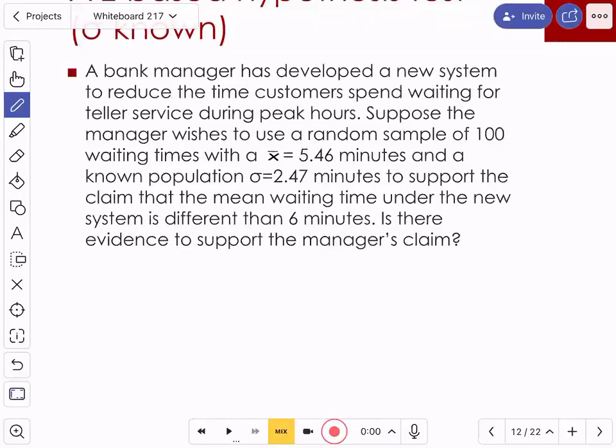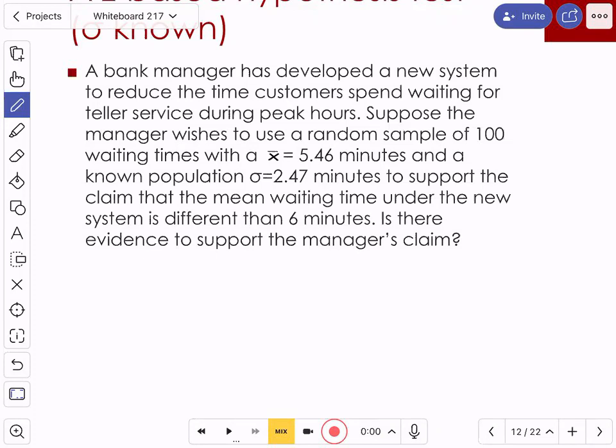A bank manager has developed a new system to reduce the time customers spend waiting for teleservices during peak hours. Suppose the manager wishes to use a random sample of 100 waiting times with a sample mean of 5.46 and a known population standard deviation of 2.47 minutes, to support the claim that the mean waiting time under the new system is different than 6 minutes. Is there evidence to support the manager's claim?